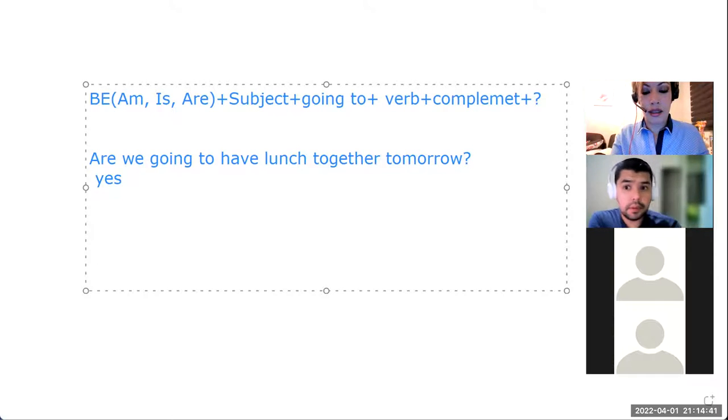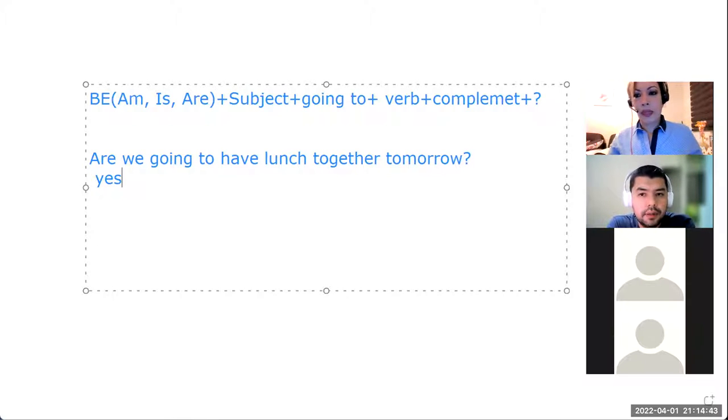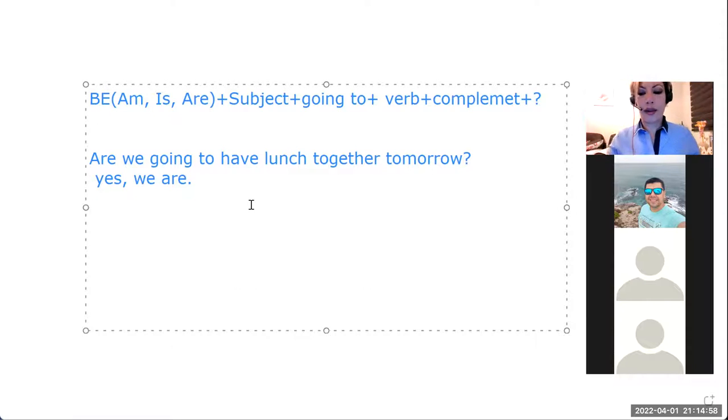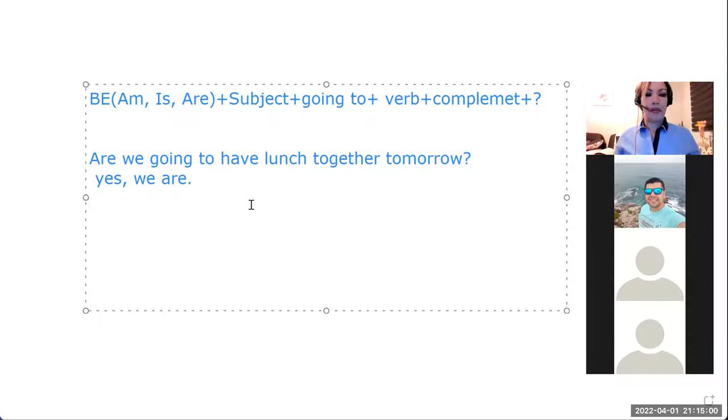Podría ser me too o no. No, porque es como decir yo también. Yes, we are. Ajá, exacto. Yes, we are. Y ya si fuera negativo, si por alguna razón se nos cayó el plan y no me habían avisado. No, we aren't. O no, we are not. Como prefieran.